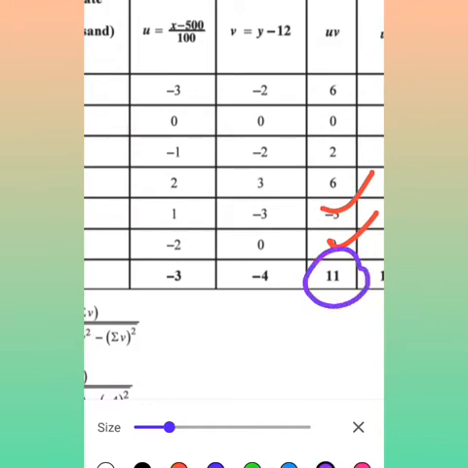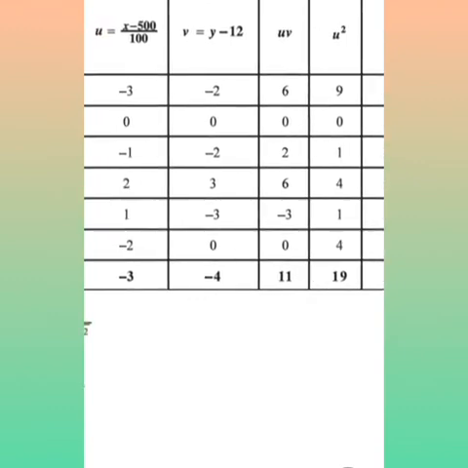So the total of 11 uv is 11, right? Then come to u square, right? How do you find the u square? Just do the square of whatever value you are getting for u, right? So what is the square of minus 3? You will get 9. The square of 0 is 0.